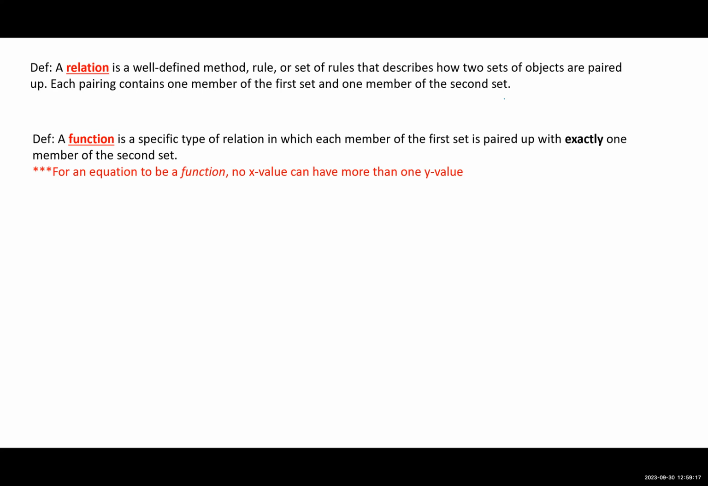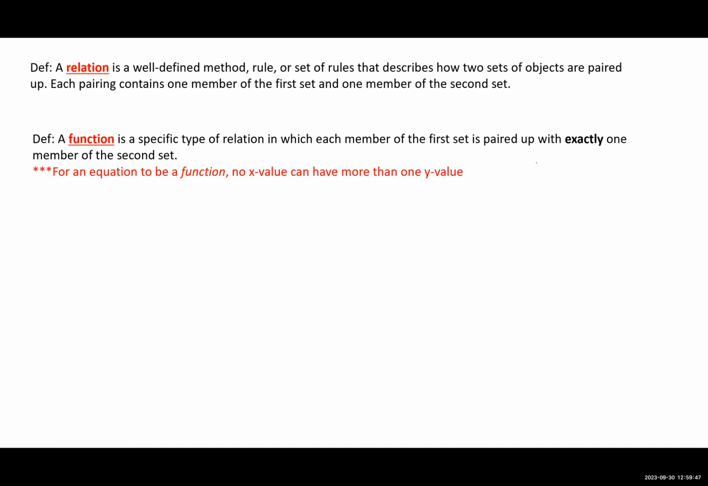If a relation is structured such that each member of the first set is paired up with exactly one member of the second set, then we say it's a function, right? Each x value could pair up with only one y value, not two. So for an equation to be a function, no x value could have more than one y value. We'll talk more about that when we start working through a couple of problems.